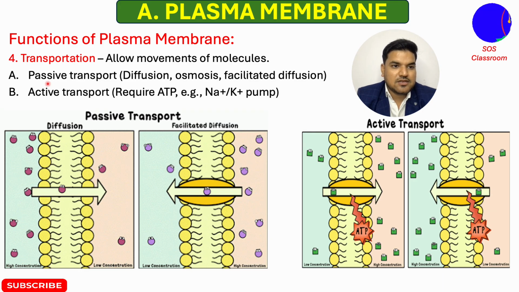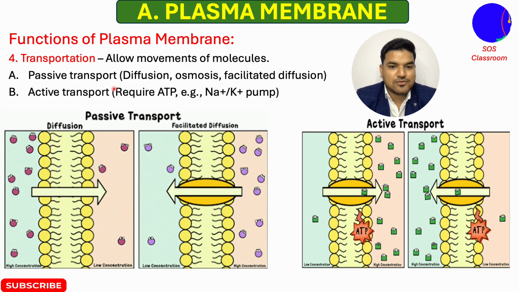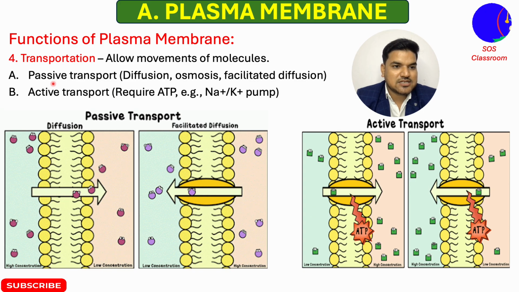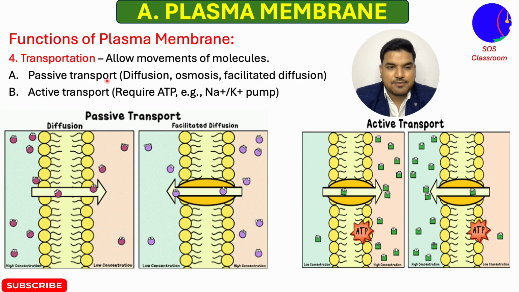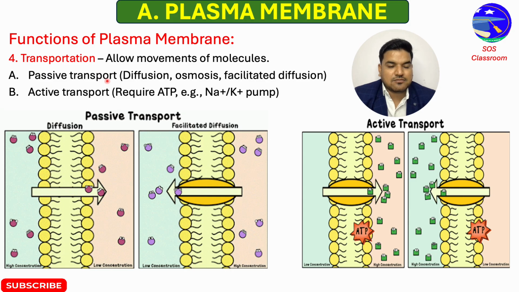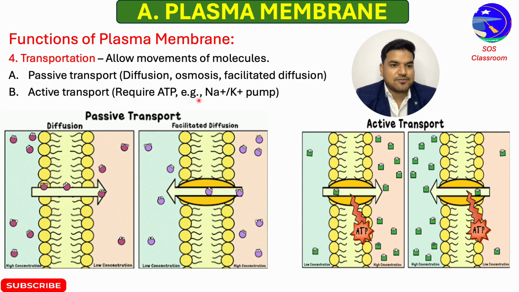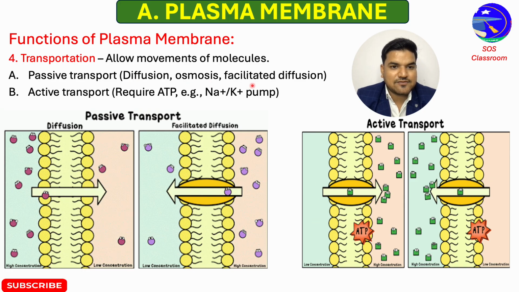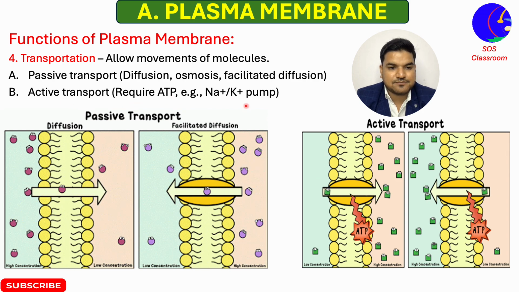The next function is transportation. Transportation means the transfer of molecules inside and outside of the cells. There are two main types of transport: passive transport and active transport. Passive transport means there is no need for energy in the form of ATP, but active transport needs energy in the form of ATP. Passive transport includes diffusion, osmosis, and facilitated diffusion. Active transport requires ATP, for example, the sodium-potassium pump.